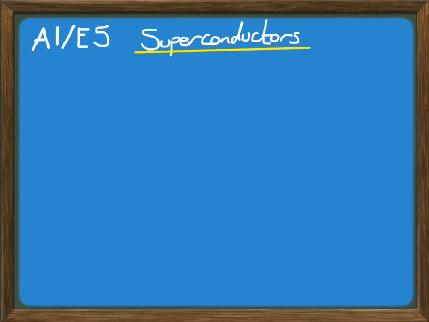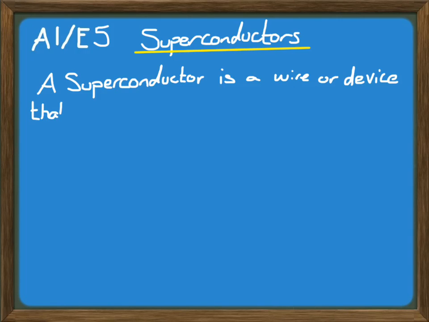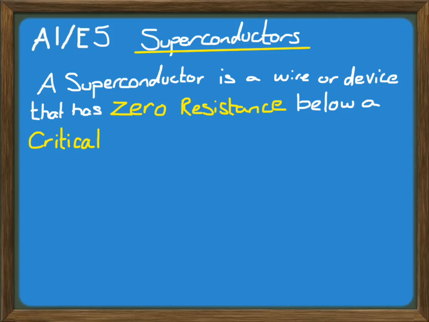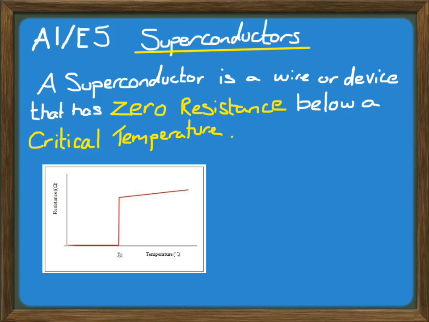Now let's talk about superconductors. What's a superconductor? A superconductor is a wire or device that has zero resistance, and that has zero resistance below a critical temperature. So it doesn't always have zero resistance. We have there a picture of a graph representing the resistance in relationship to temperature. We see that above the critical temperature the resistance is quite high, and below the critical temperature the resistance is zero.